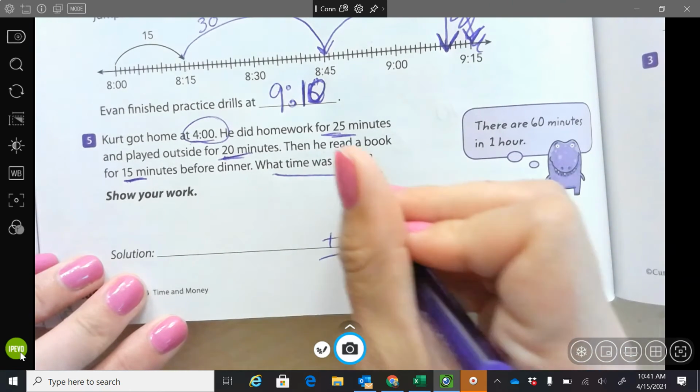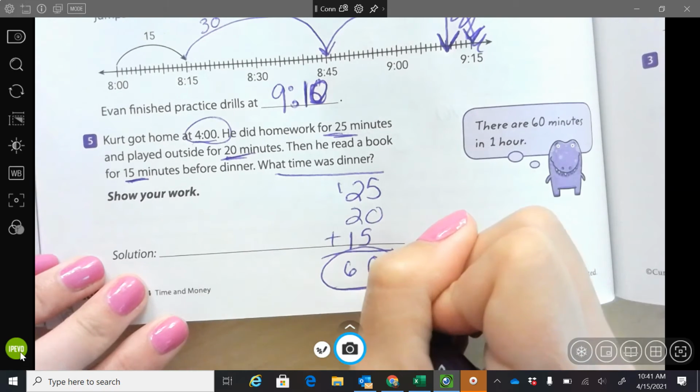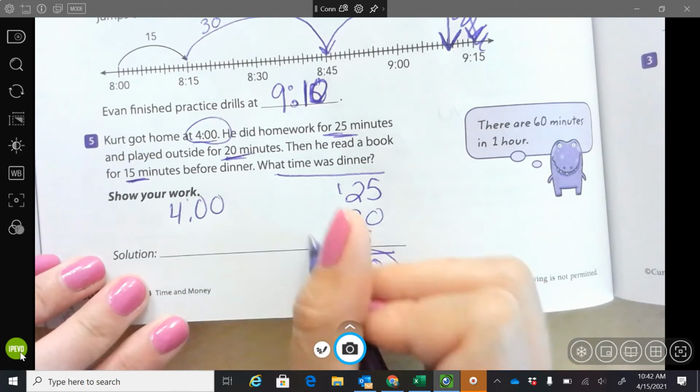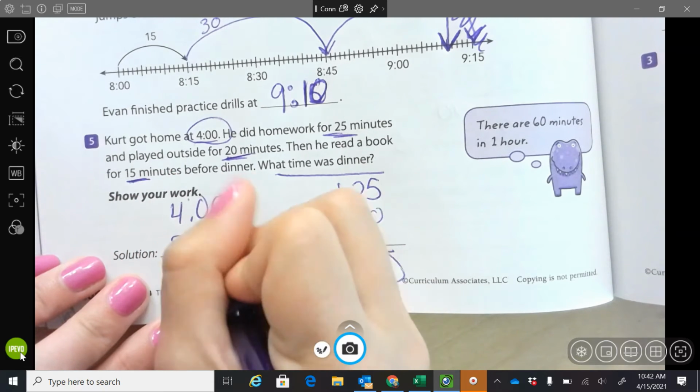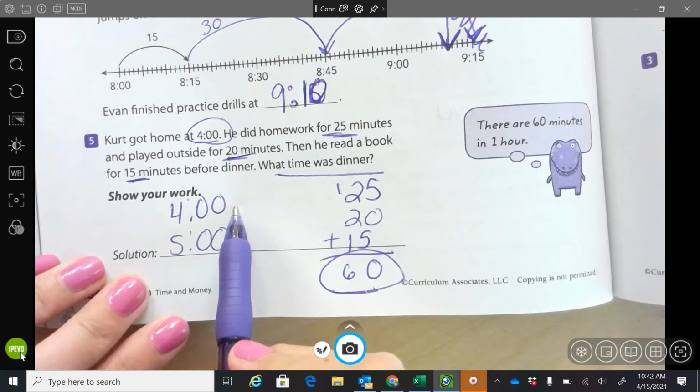Okay, so we're gonna add up all those minutes he spent doing things. He spent 60 minutes. So if he got home at 4, did all of these things, what time was dinner? 5. Because 5 o'clock is 1 hour after the time he got home.